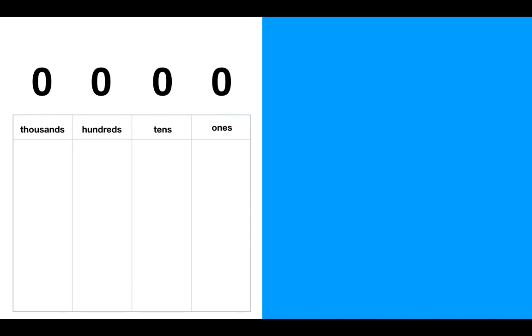Let's start today by counting units. How many units do I have? I have 1 unit. And what's the name of this? This is called a 1. Count the ones with me.